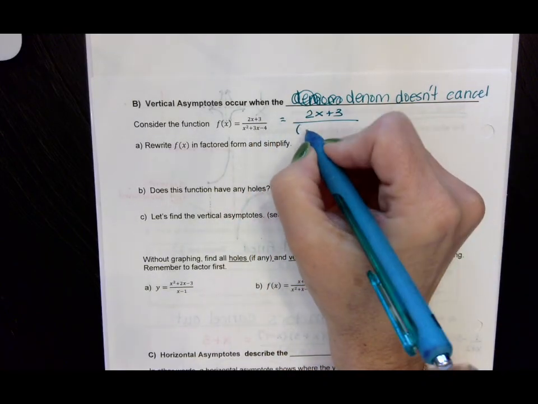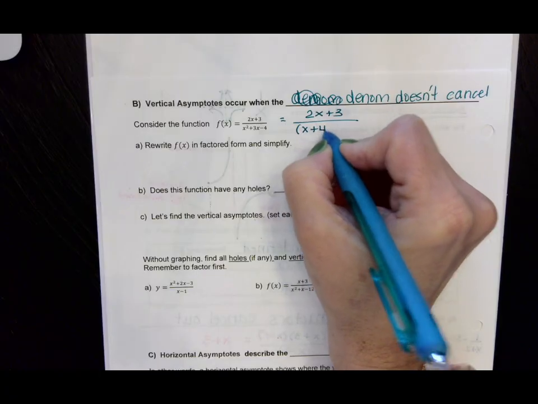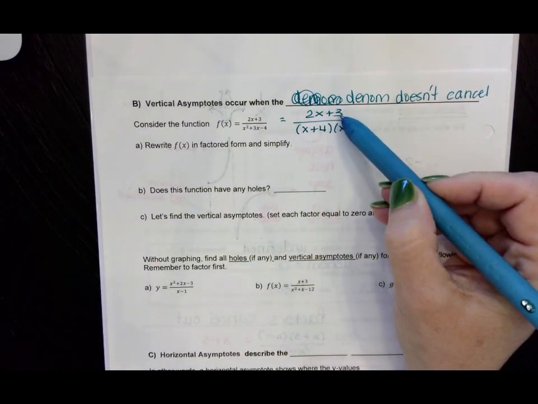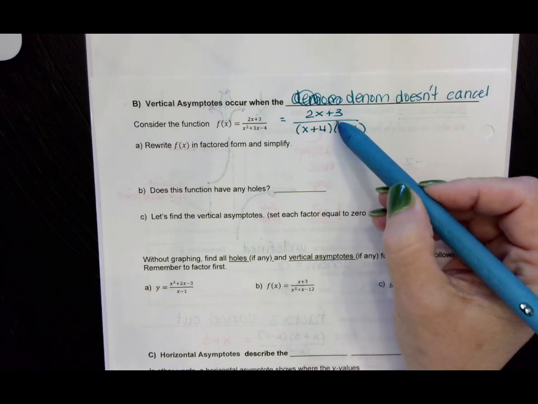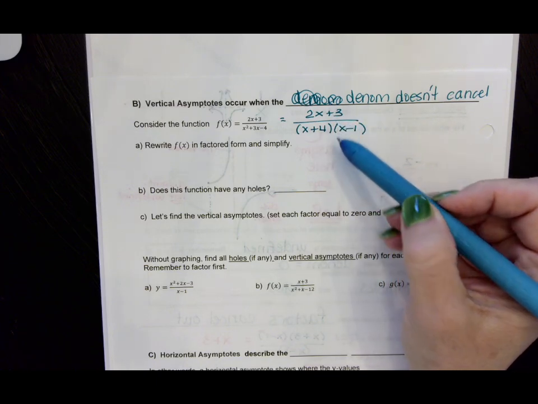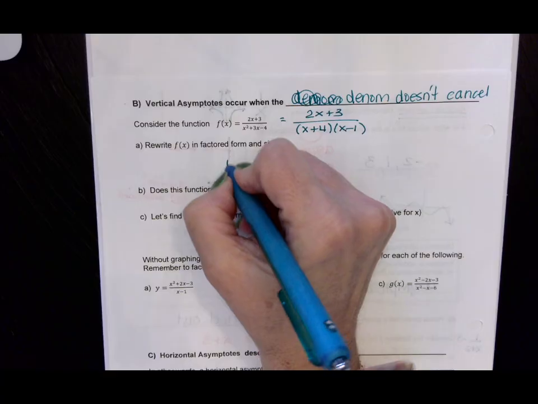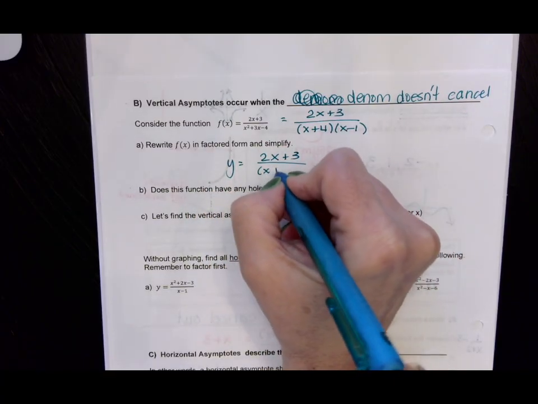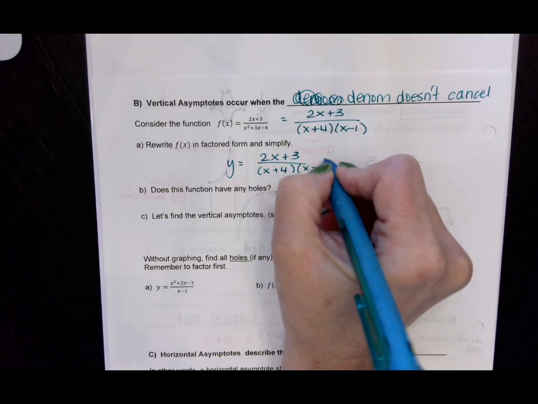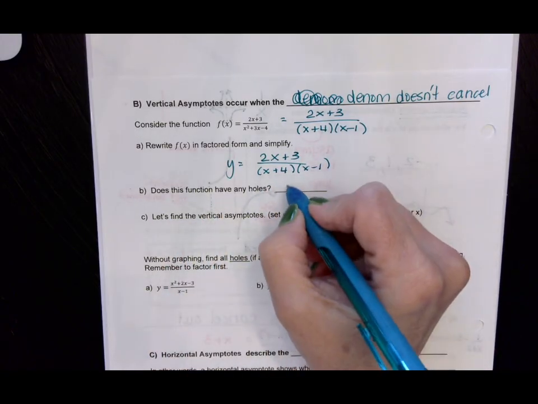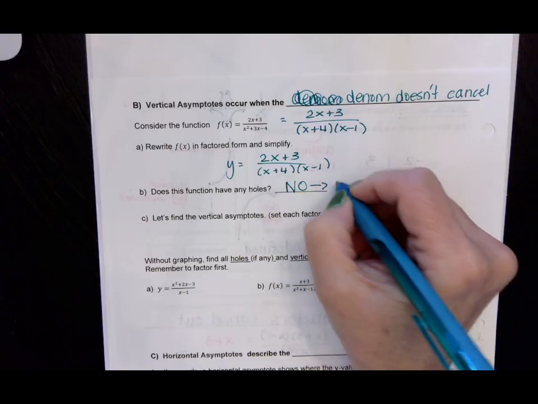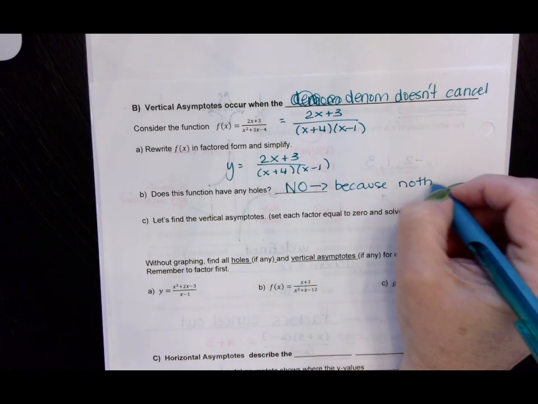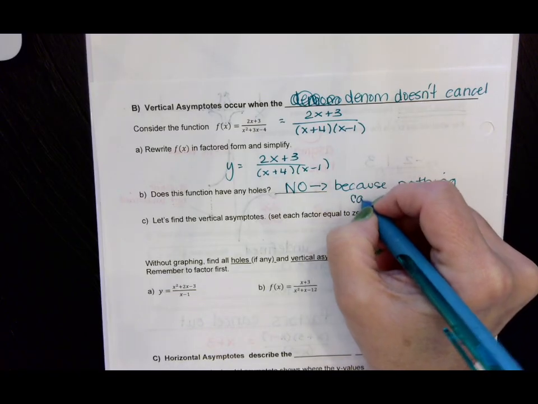So when I do this by trial and error, this is actually an easy one, x plus 4, x minus 1. Okay, so nothing cancels with the top. This factor and this factor are not the same factors that we have on the top. So I'm going to rewrite this, and I'm going to say y equals 2x plus 3, and my factors are x plus 4 and x minus 1. Does this function have any holes? No, because nothing cancels.